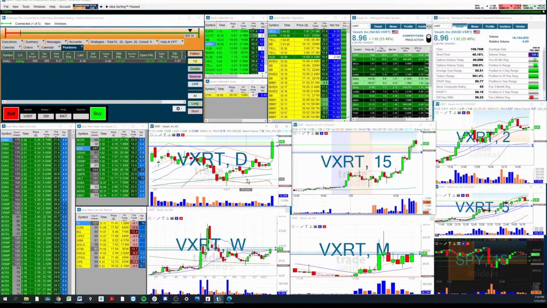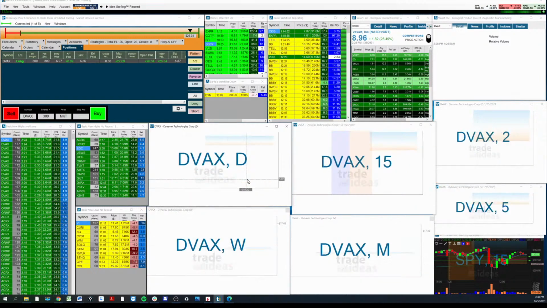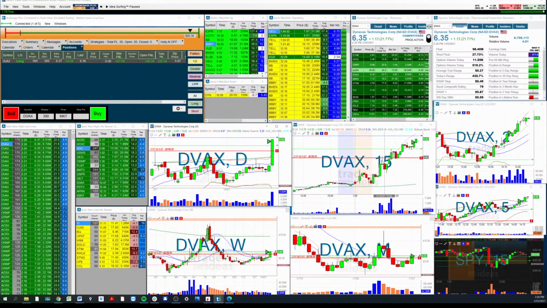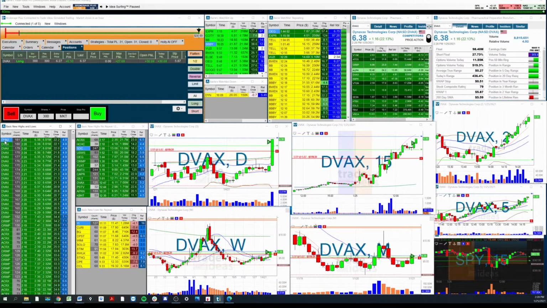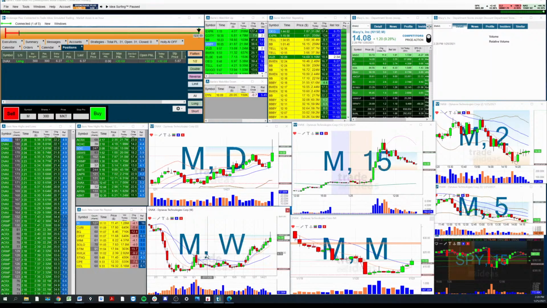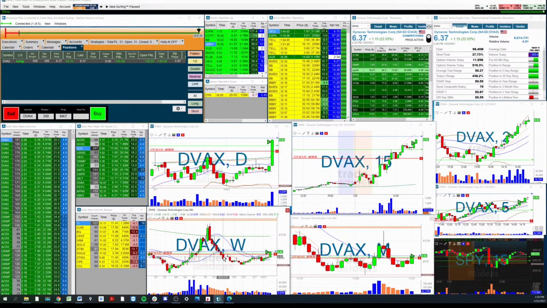DVAX is getting interesting, guys. I know I'm in the simulator. Again, it's got some room. Yeah, starting to move, DVAX. So the next high looking left is 645 for DVAX.